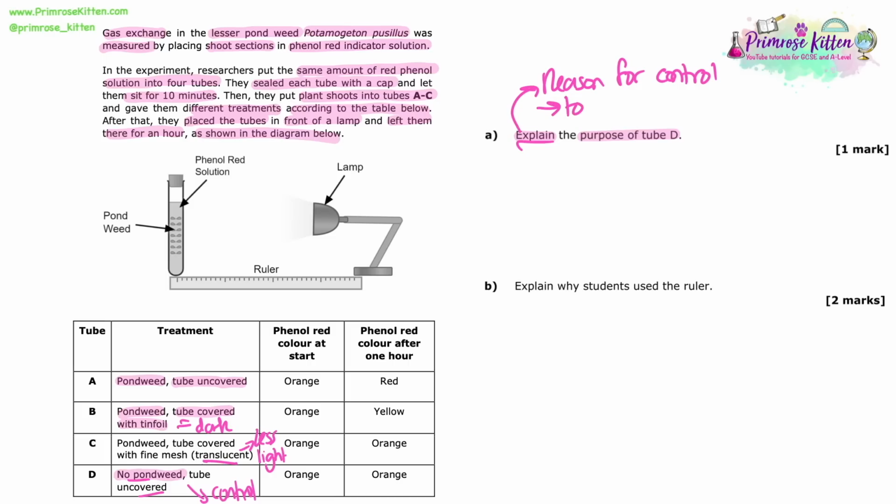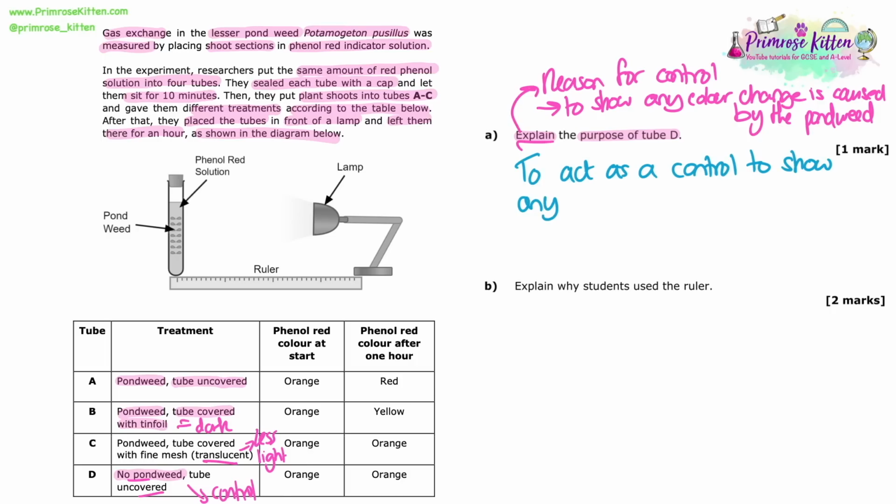Because it doesn't have the pondweed in it, and obviously hopefully we can tell from the table that we're looking for a colour change with this indicator solution, it's going to show that any colour change in the solution is because the plant is there. So having the plant not there shows you that the indicator is not just going to change on its own. And that's the bit that's important. We need to make sure that that colour change is due to the thing we've added, which is the pondweed, and not anything else, not that it just would change if you left it on the side. So, to act as a control to show any colour changes are caused by the pondweed.